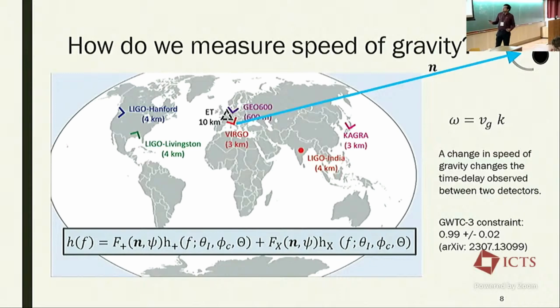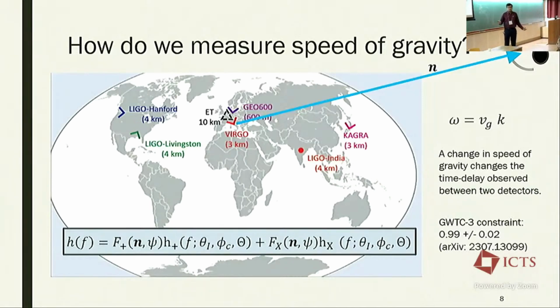So let's say if you get a signal in Hanford at time t, at Livingston you will get the same signal, say after 5 milliseconds or some value which is less than 10 milliseconds. So given that we have 3 detectors at 3 different places, the vector n changes, and that actually allows us to measure the speed of gravity. And we have measured the speed of gravity; the present measurement is, I think, 0.99 plus minus 0.02.